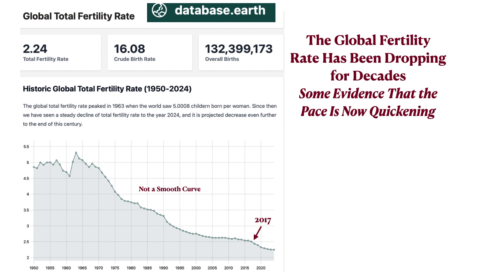Global fertility rate has been dropping for decades. That is undeniable. So we see here from Database Earth, which I find a pretty useful source for these kinds of graphics, the total fertility rate for the world as a whole. And it's interesting, peaking in the early 1960s, and then a pretty smooth decline, not entirely smooth, but a downward trend, with a few inflection points. That's interesting. One around 2017, and that seems to be borne out by most of the data. Some would suggest this is associated with the mass adoption of smartphones across the world, although that is debatable.